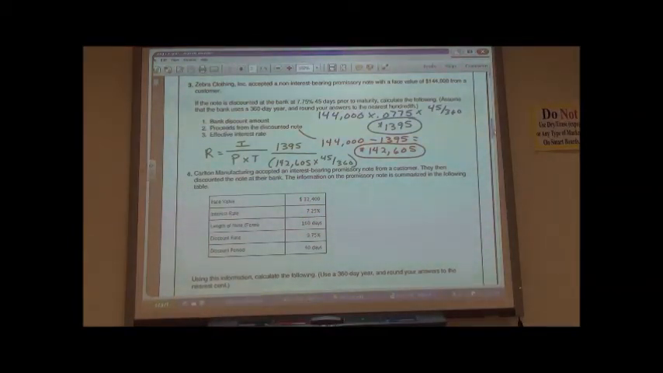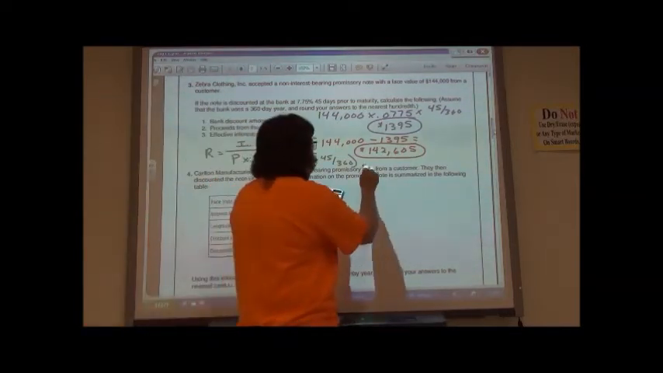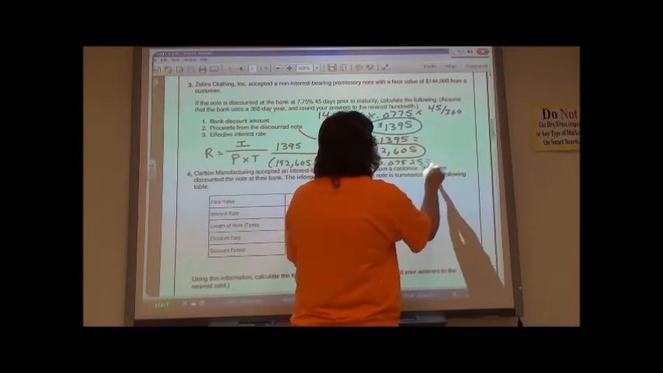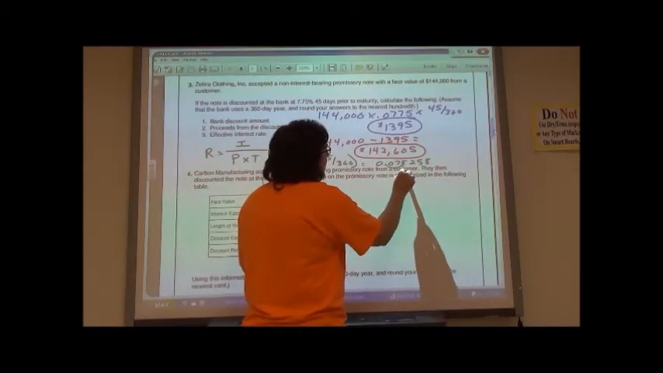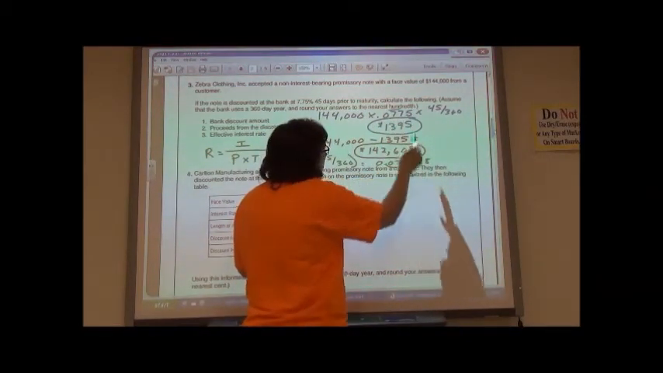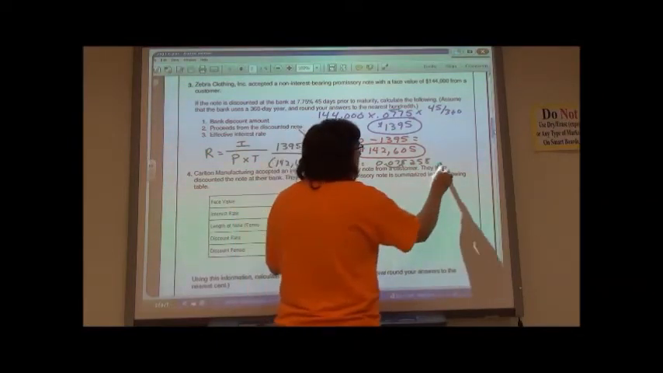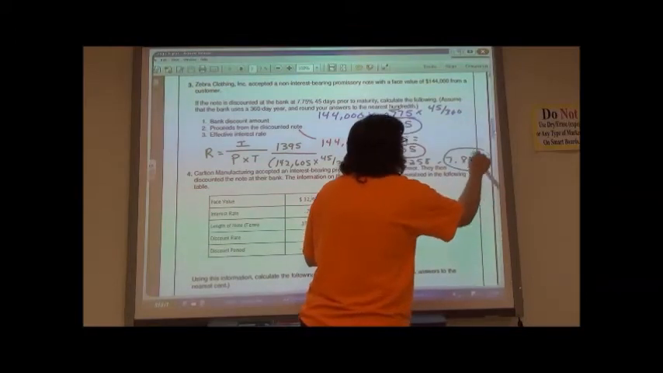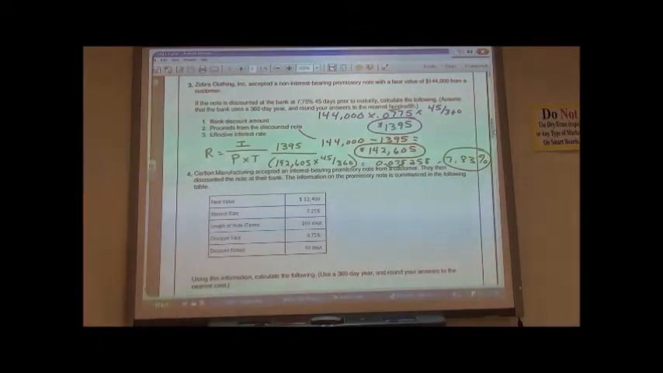So 1,395 divided by parentheses 142,605 times 45 divided by 360, close my parentheses. I should come up with 0.078258. Rounding it to a percent and to the nearest hundredth of a percent, that one I have to round up. So 7.83% is what I should be coming up for my effective interest rate.